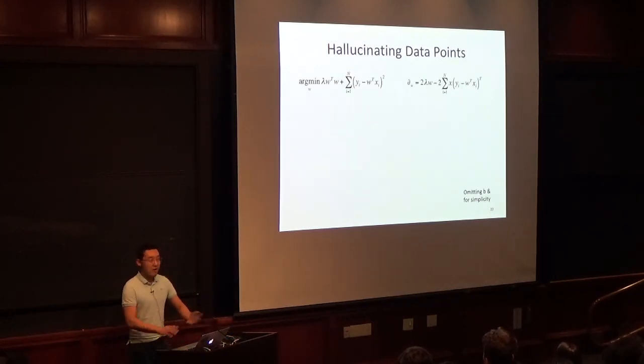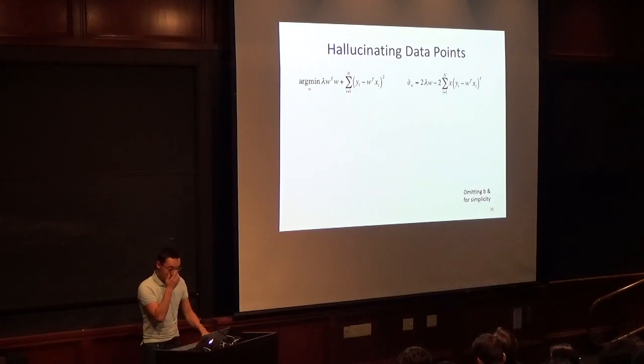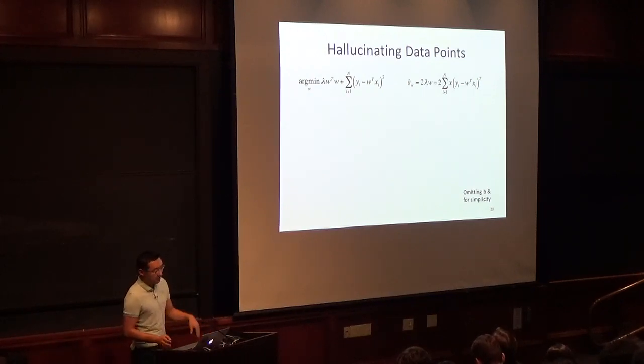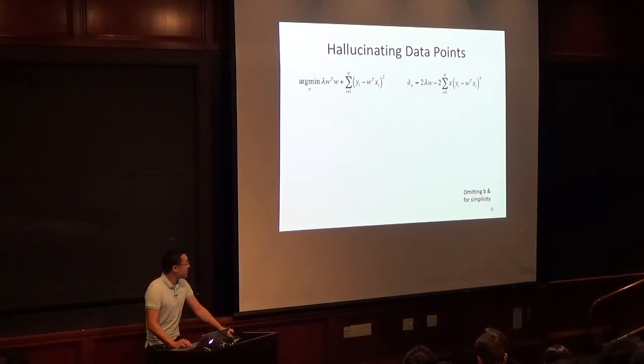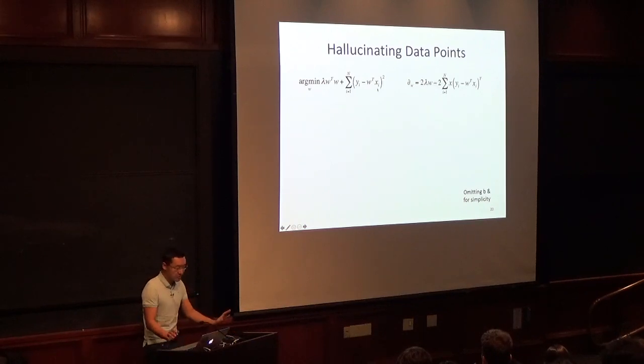Okay, I'm going to talk about a minor point that I think is very interesting, and that's on the equivalence between regularization and hallucinating data points. Again, we're going to omit the bias term for simplicity, so just look at the W. So assume B equals 0.